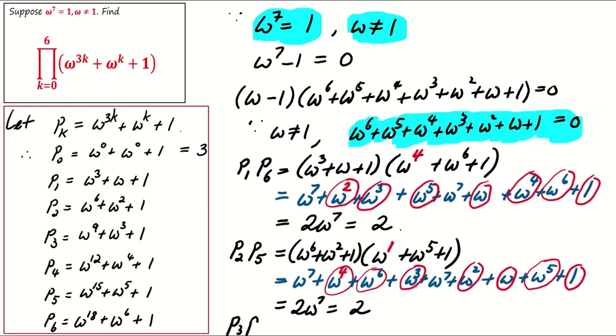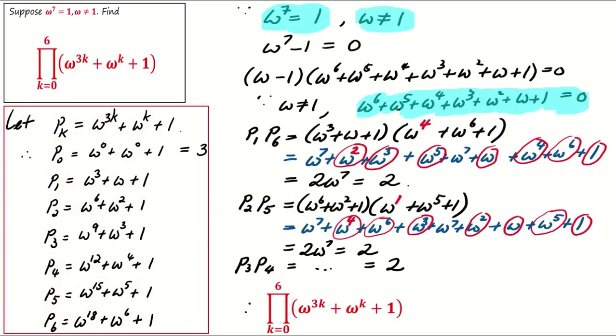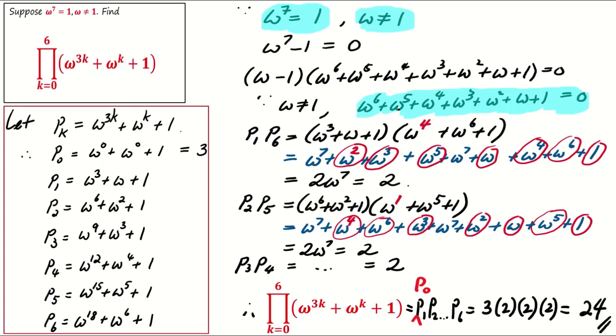Now I leave it as an exercise for you to verify that p_3 times p_4 is also 2. With this, the desired product is 3 times 2 times 2 times 2, which equals 24.